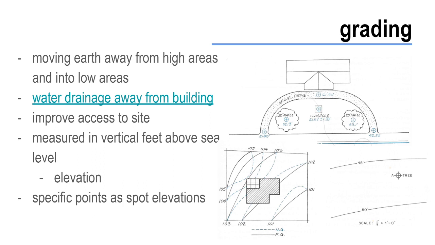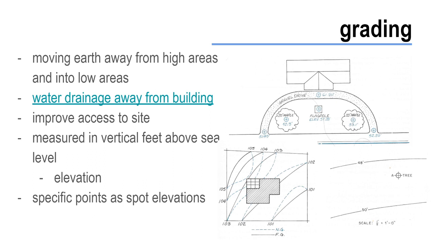So for example, if the site has a steep grade, it may be necessary to provide a gradual slope for your driveway. Your grade is measured in vertical feet from above sea level or a fixed object such as a manhole cover. That vertical distance we call the elevation. What can be confusing for some people is we're referring to those heights as elevations, and then people tend to get them confused with the drawing type elevation.